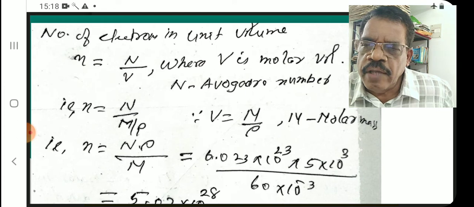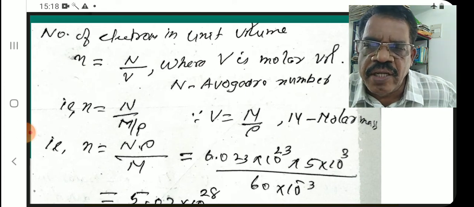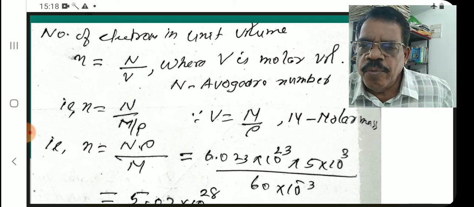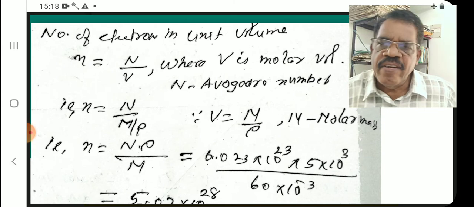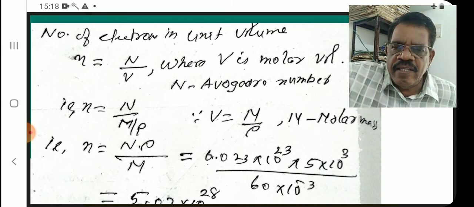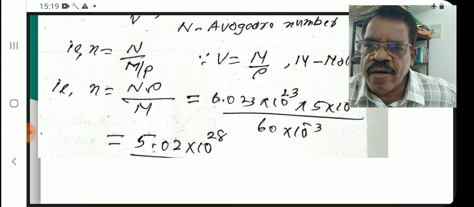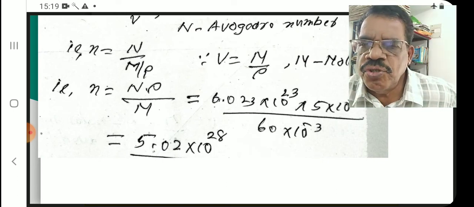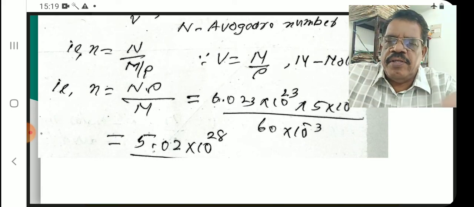It is equal to N, 6.023 into 10 raised to 23, and rho is 5,000, that is 5 into 10 raised to 3, and molar mass m is given as 60 gram, and when we convert it into kilogram we get 60 into 10 raised to minus 3. The answer works out as 5.02 into 10 raised to 28. That is the electron density.